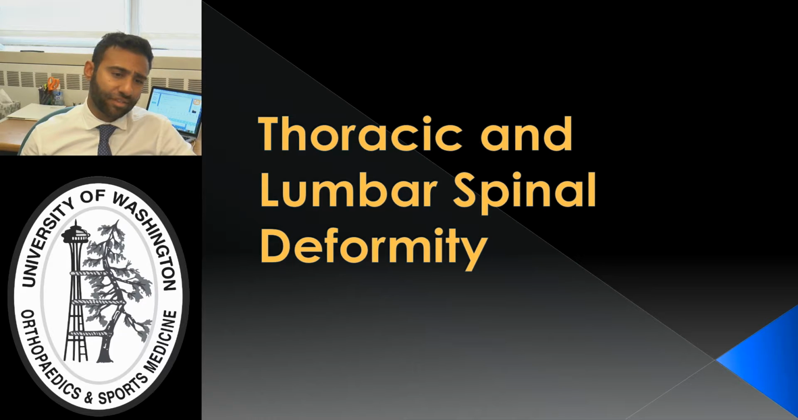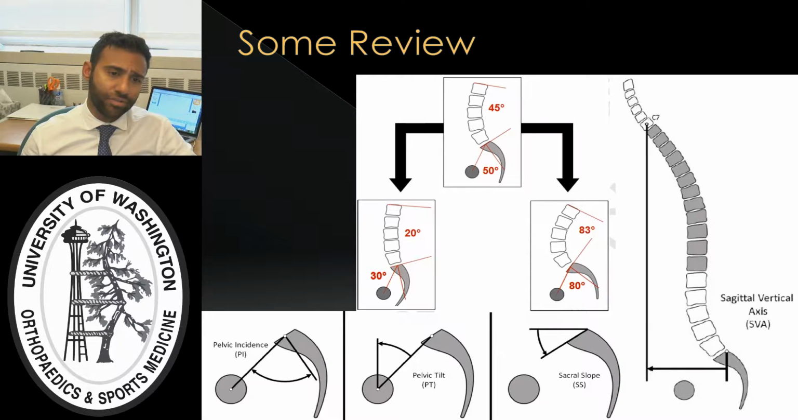So thoracic and lumbar adult deformity is typically looked at in terms of lumbar lordosis and pelvic incidence and how well those are balanced. And patients that have a discrepancy in their pelvic incidence and their lumbar lordosis often have a difficulty standing up straight, increased back pain, and a positive sagittal balance.